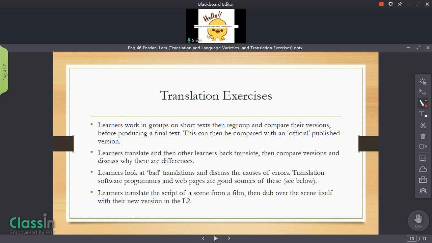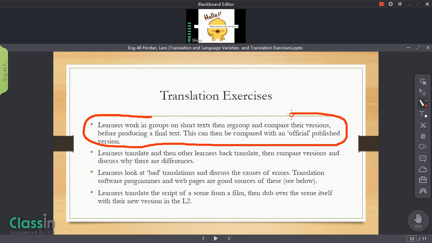Now, here are some translation exercises that can be used inside the classroom. First, learners work in groups on a short text, then groups compare their versions before producing a final text. This can be compared with an official published version.